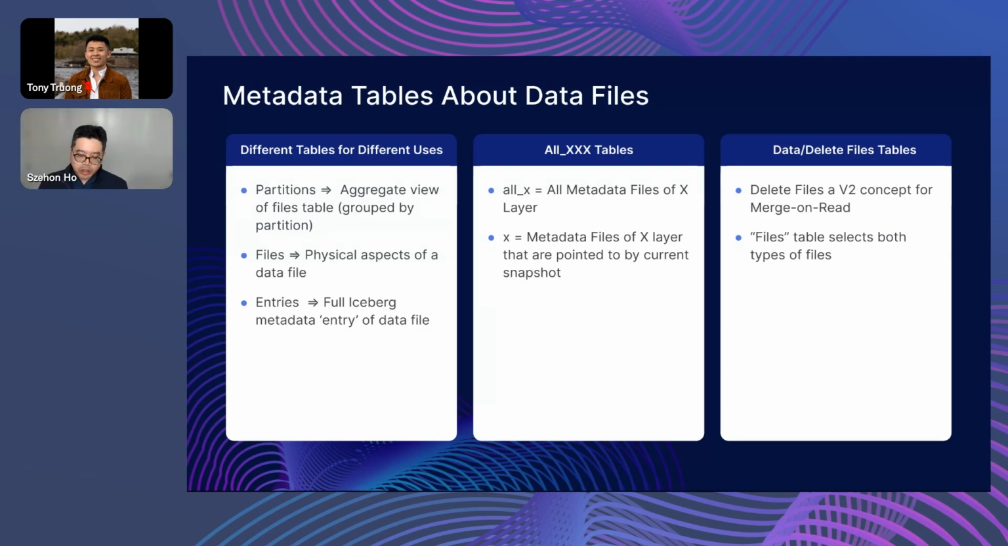And the other dimension I'll talk about is we have these all_ tables, like you may see in the list: all_files, all_manifests, and then just files, just manifests. So the point here is, if you just do it without the all, that's going to be the metadata files of the current snapshot. But if you do all, then you get, as the name implies, the metadata files across all snapshots of that one type, of that one layer.